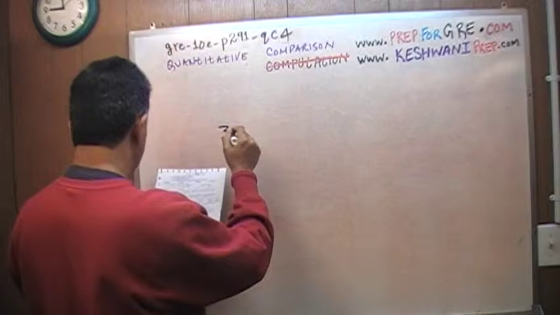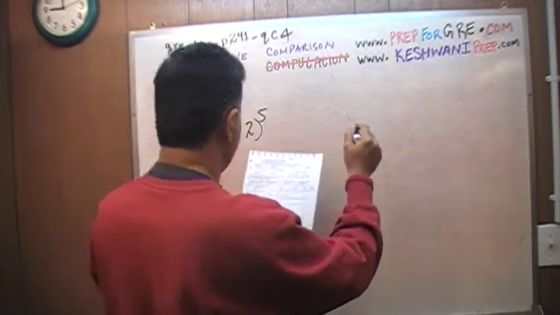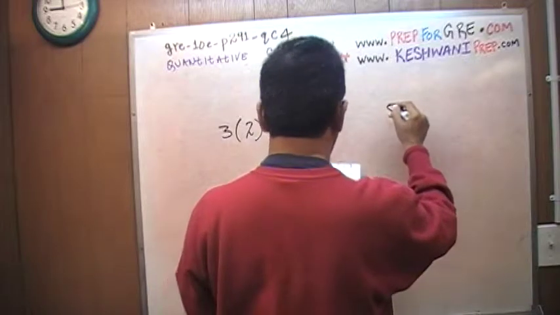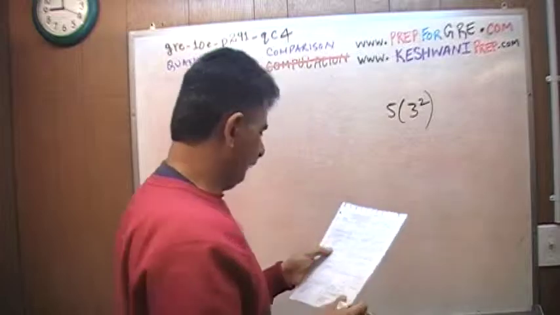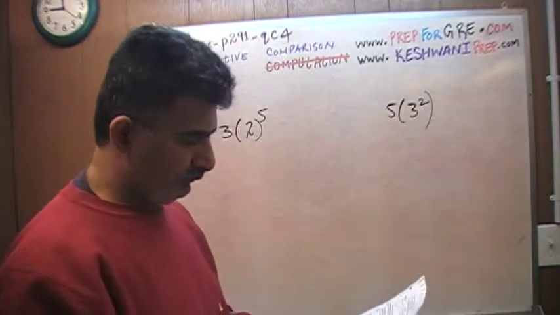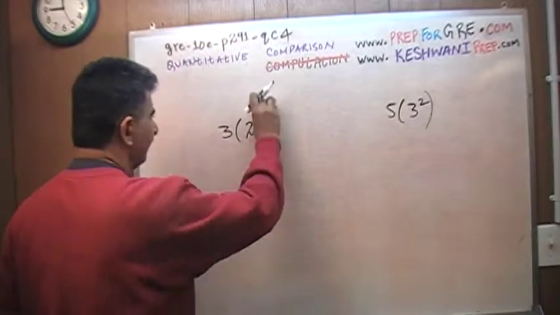3 times 2 to the 5th versus 5 times 3 to the 2nd. Let's see what we can do here. They have the power inside the parentheses, I have it outside, it doesn't really matter.